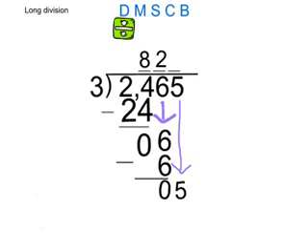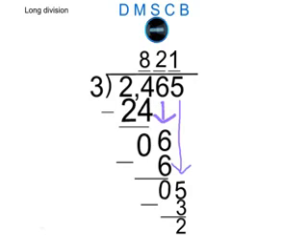Our next step is to divide. We see how many times 3 fits into 5. 3 fits into 5 one time. Our next step is to multiply. 1 times 3 is 3, and again we bring our answer straight down below the 1. Our next step is to subtract. 5 minus 3 is 2.